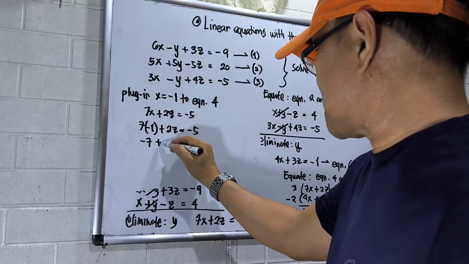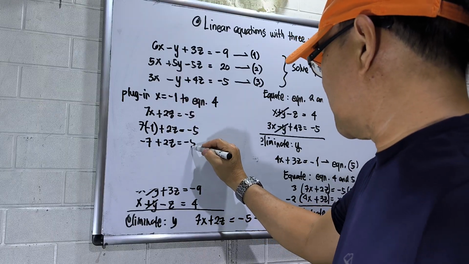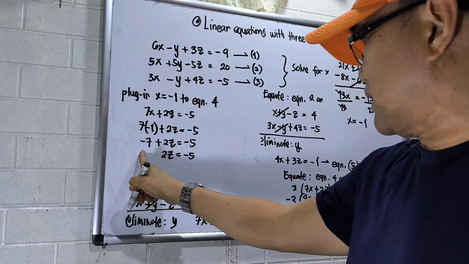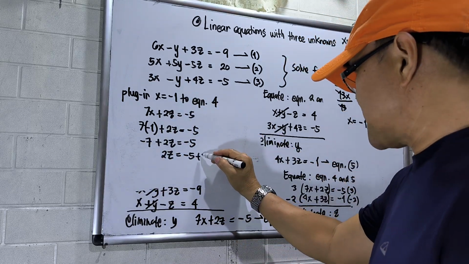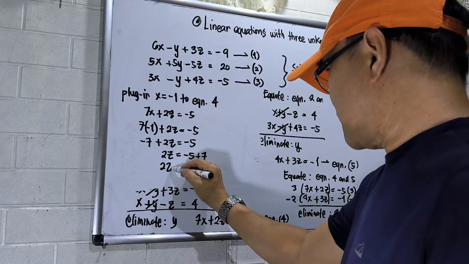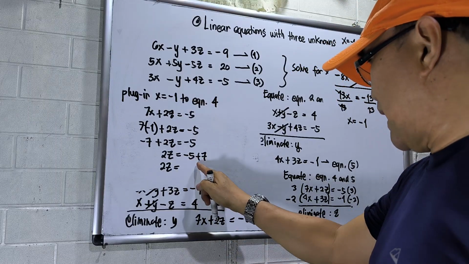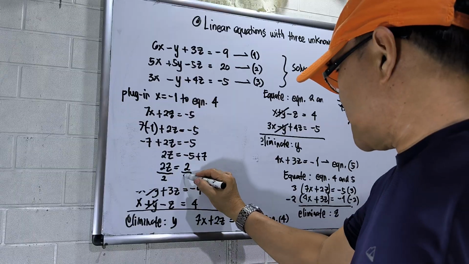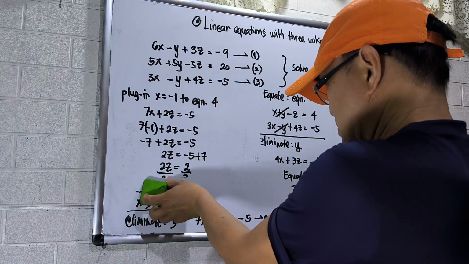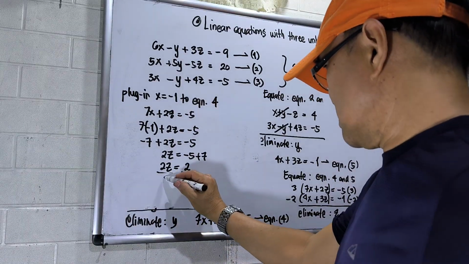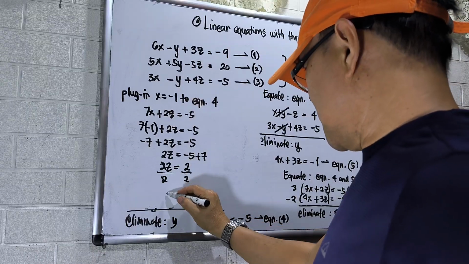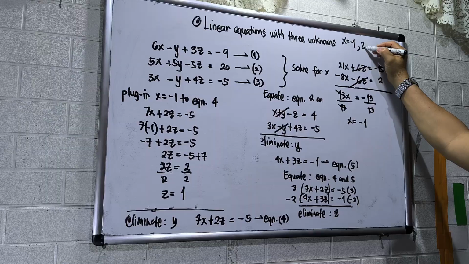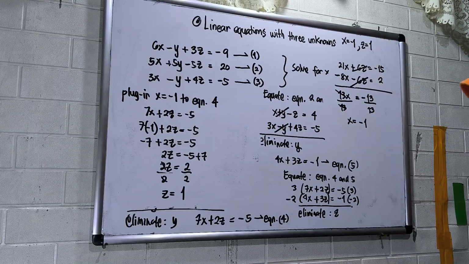Negative 7 plus 2z equals negative 5. Transpose negative 7 to the right. That will be positive 7. 2z is equal to negative 5 plus 7. That will be positive 2. Then divide by 2 both sides. Z will be equal to positive 1. So I have now z is equal to positive 1.